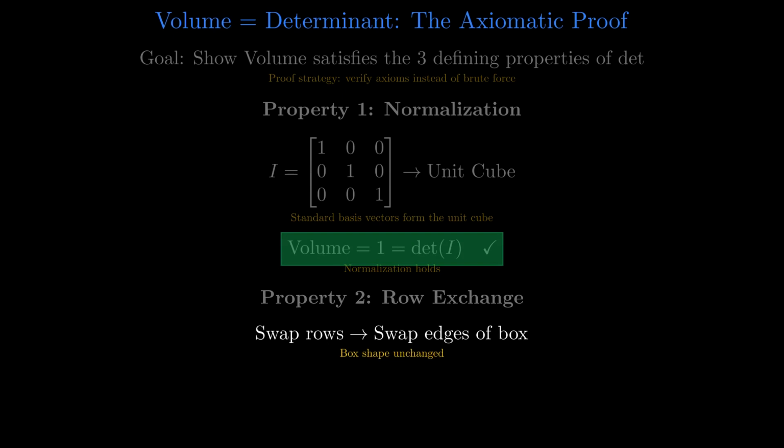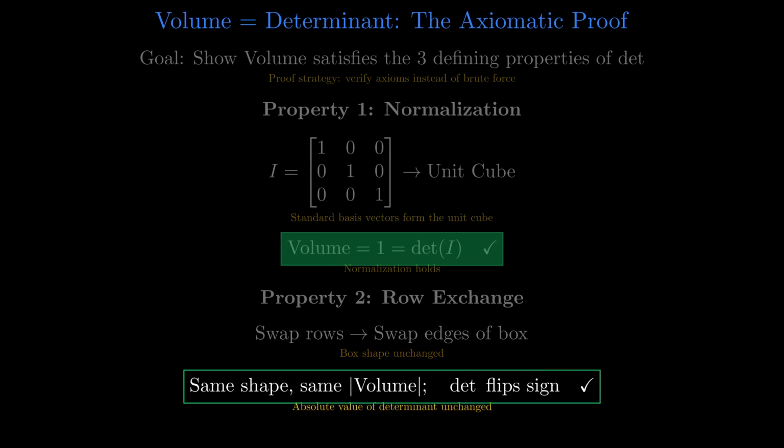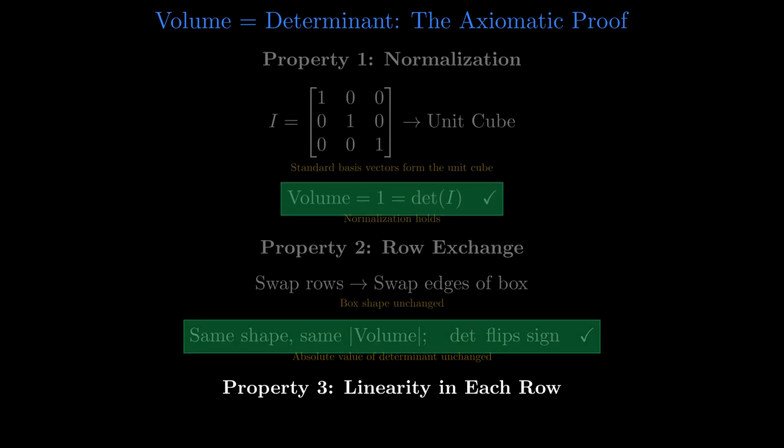Property 2, row exchange. Swapping 2 rows swaps 2 edges of the box. The box doesn't change, the same shape, same volume. The determinant flips sign under a row swap, but the absolute value stays the same. Check.